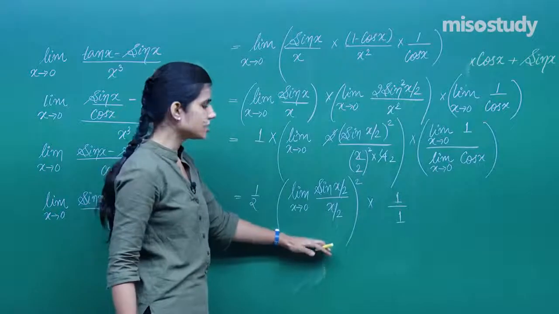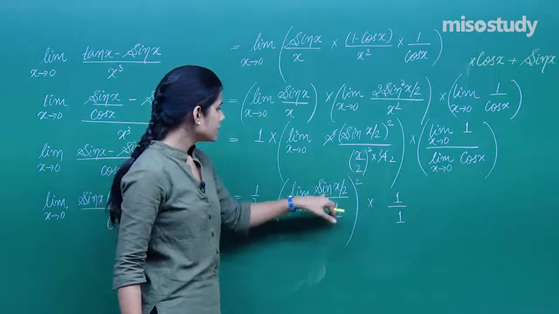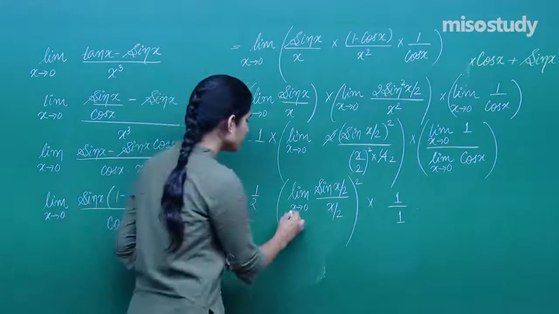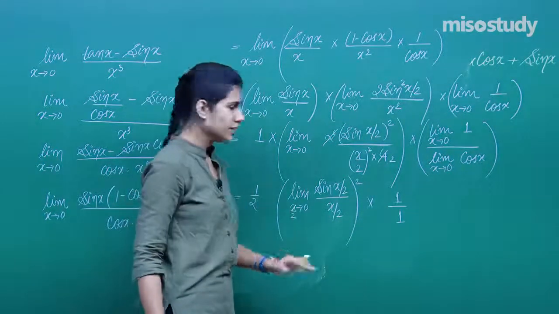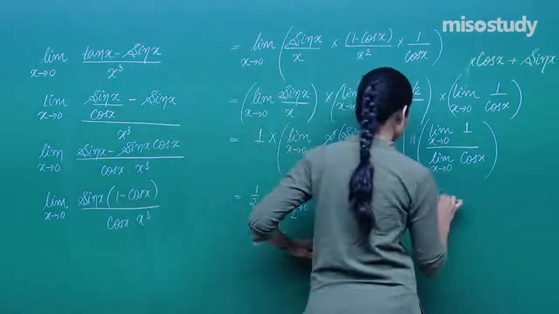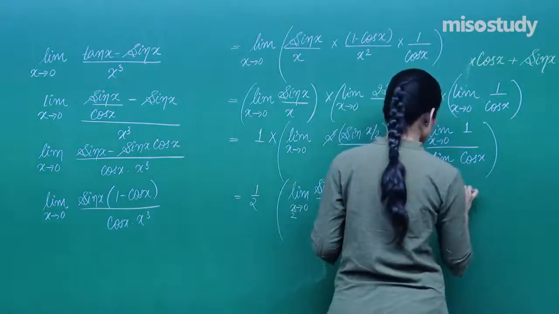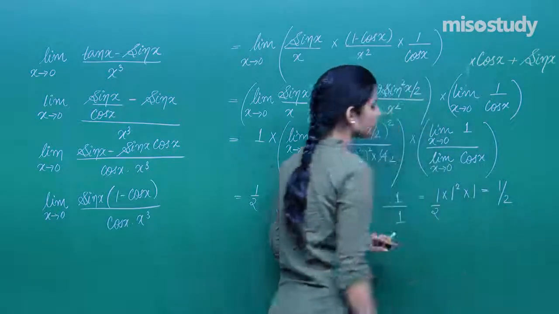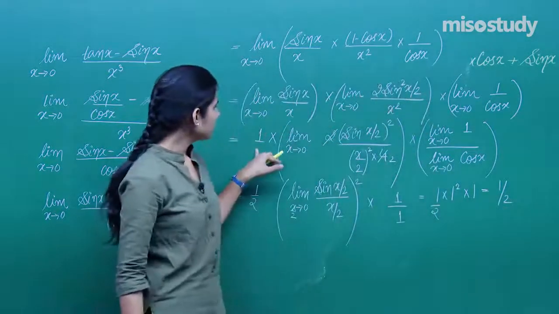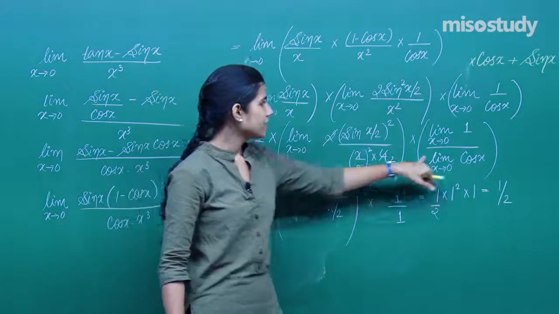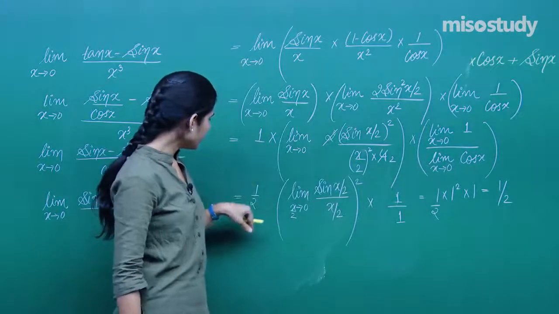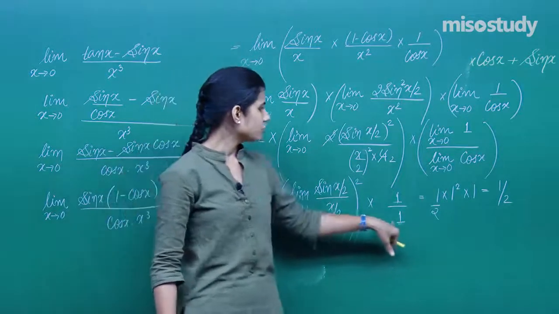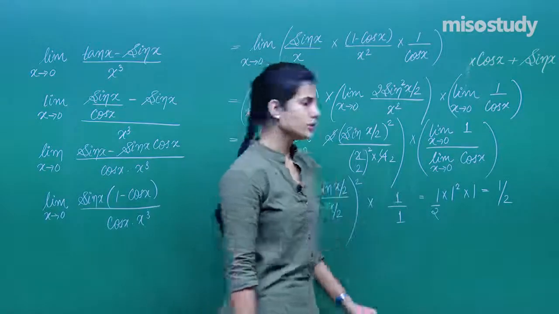That means eventually I just need to evaluate this. I know sine of an argument upon the same argument, when that argument is tending to 0, is 1. If x is tending to 0, clearly x by 2 is also tending to 0. So, eventually you get 1 into this limit square, 1 square into 1 by 2. So, your answer is 1 by 2. So, it is 1 into 1 by 2 times 1 into 1. Here it was 1 into 1 by 2 times this limit, which is already 1. So, 1 by 2 into 1 is 1, into 1 is 1 by 2 only. So, that is your answer.